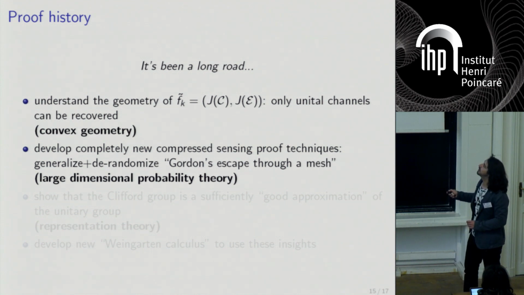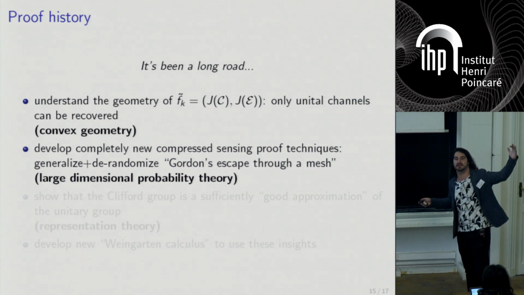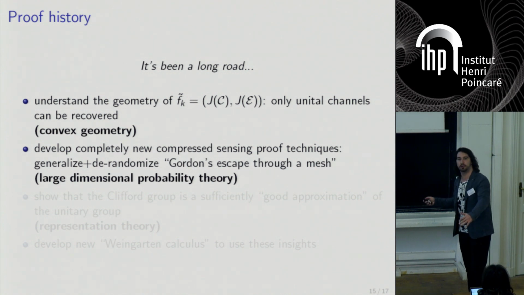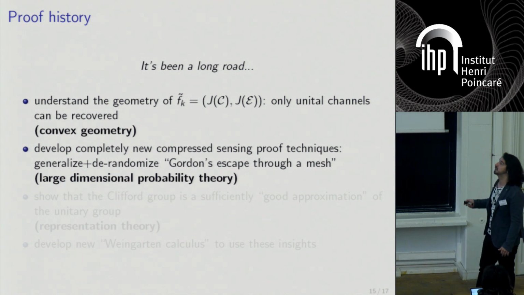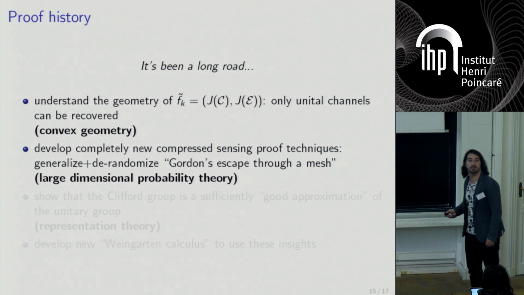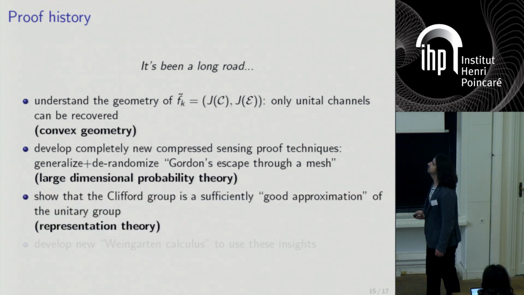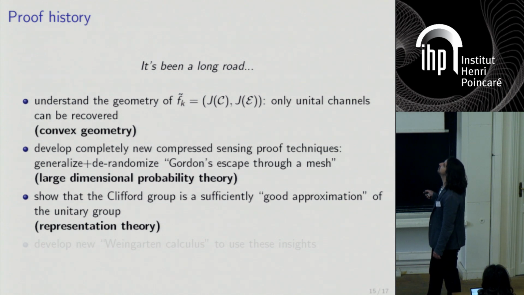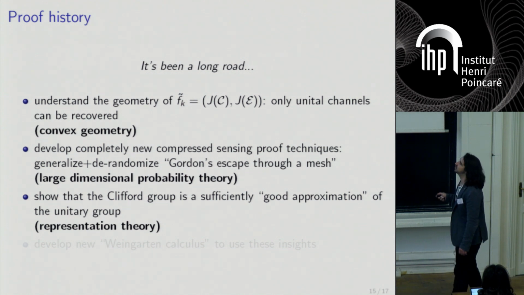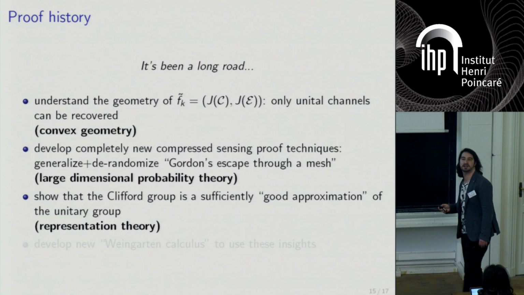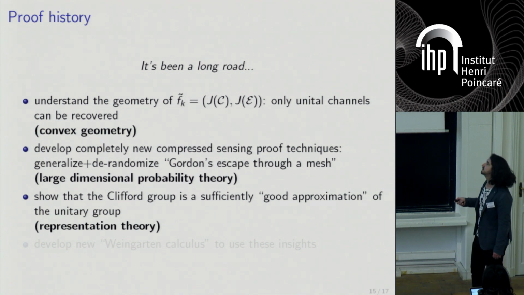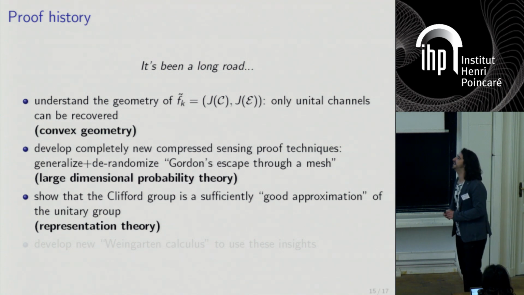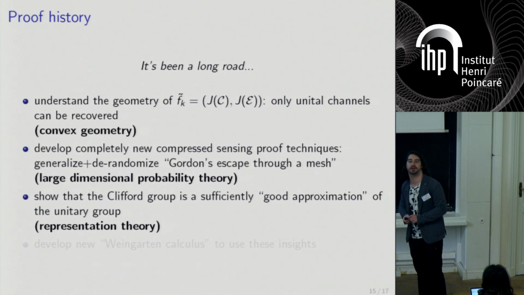And then we also had to get away from these unitary gates in order to make it valuable for Clifford gates. So we also had to de-randomize it. This was, well, a not so easy problem in high dimensional probability theory to solve, I would say. And finally, we had to show that the Clifford group is a sufficiently good approximation of the unitary group that we can use the compressed sensing techniques that we developed. And this was also a not so easy exercise in representation theory.